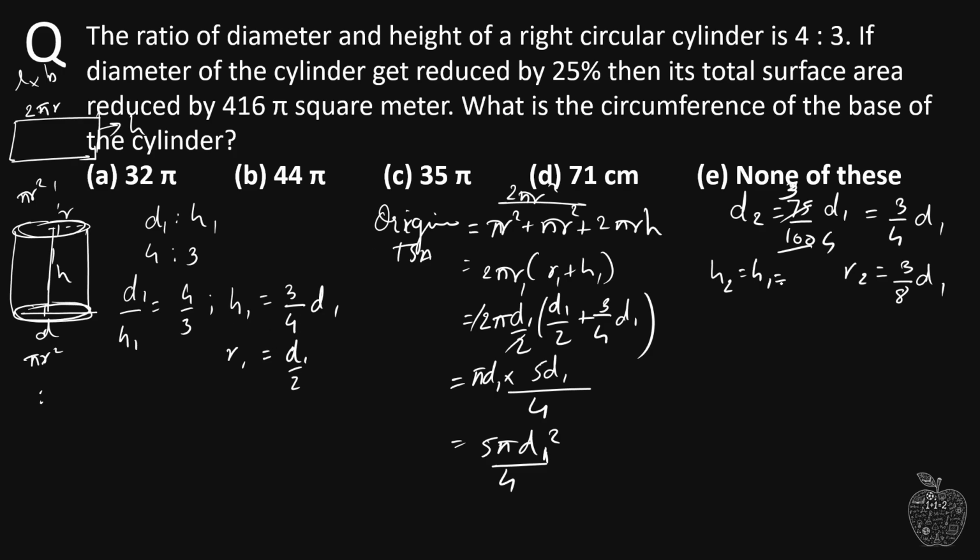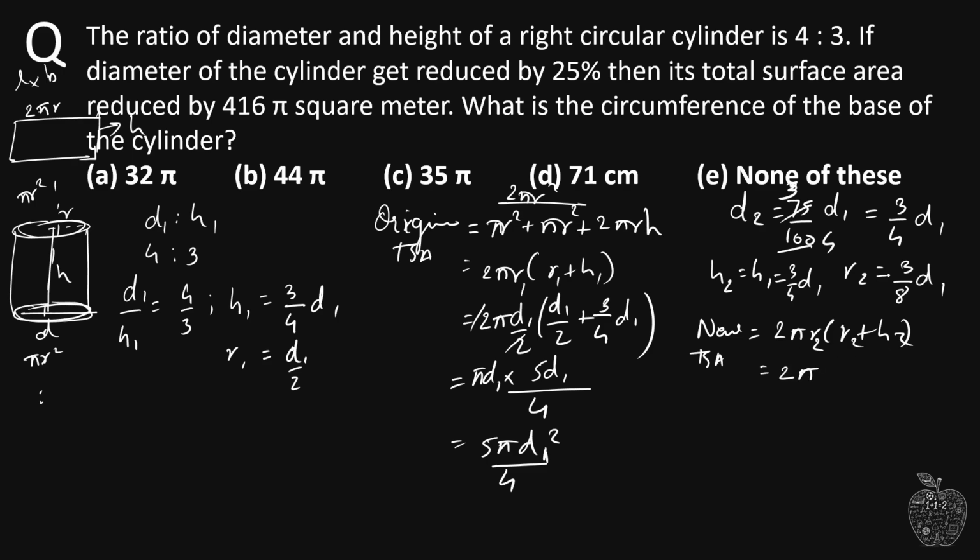h1 is 3/4 d1. All right, so the new total surface area here will be, we know the formula, which is 2 pi r times (r plus h). But since this is the new cylinder we are talking about, whose diameter is reduced by 25%, we'll write r2, r2 and h2. Okay, so let's substitute the values here.